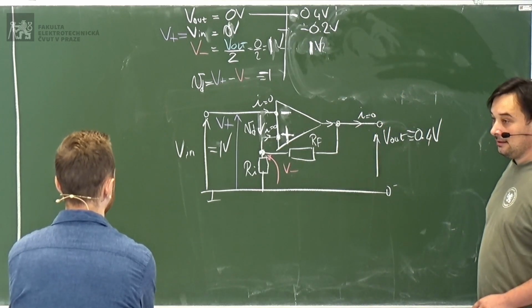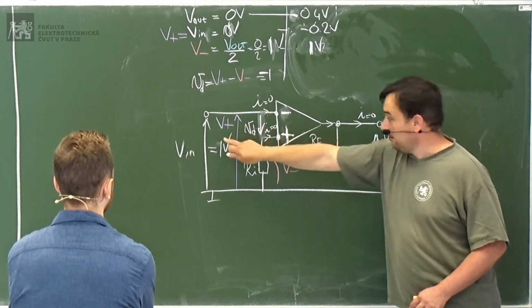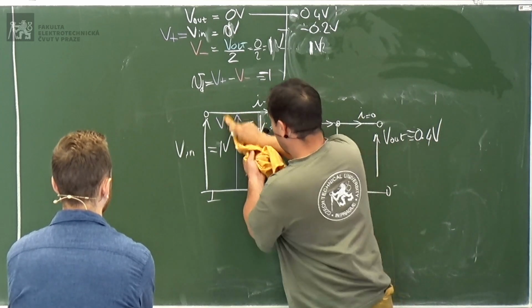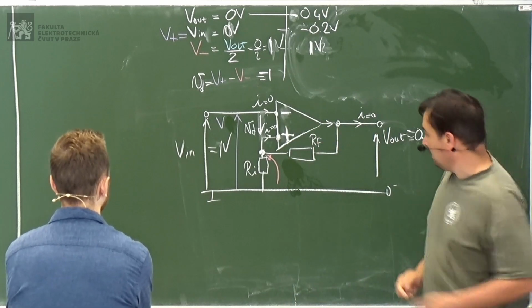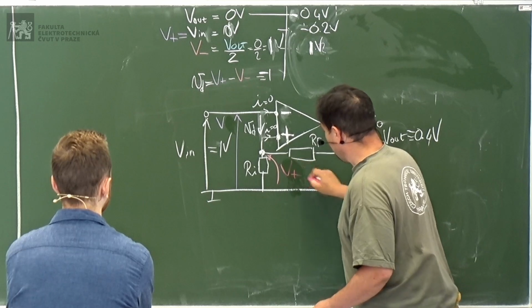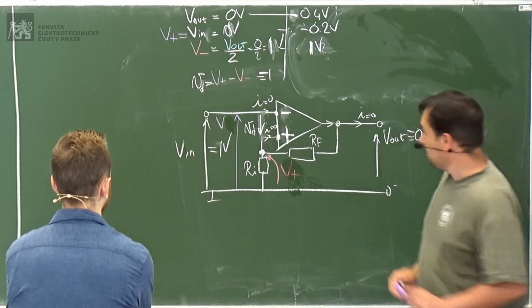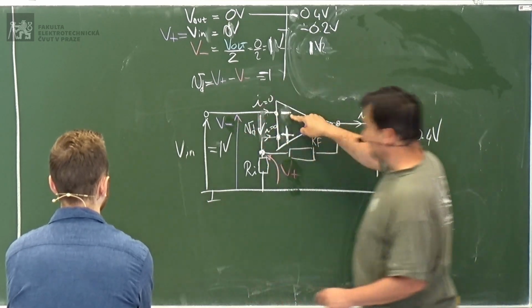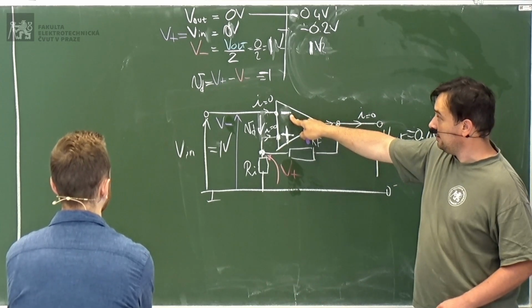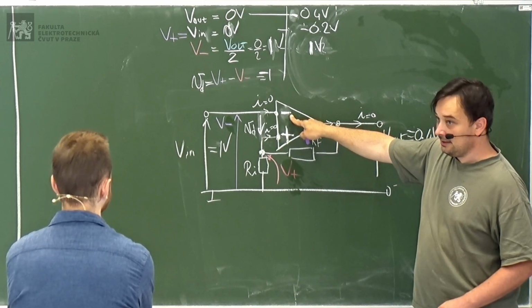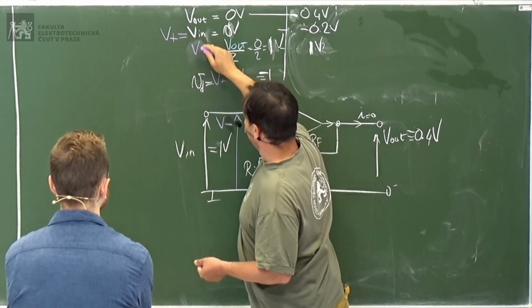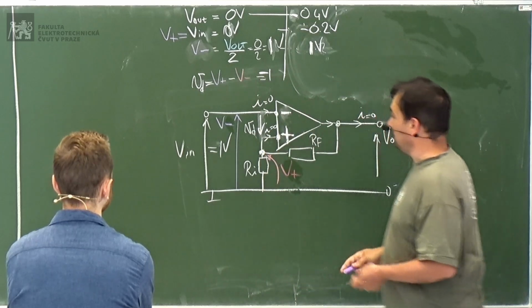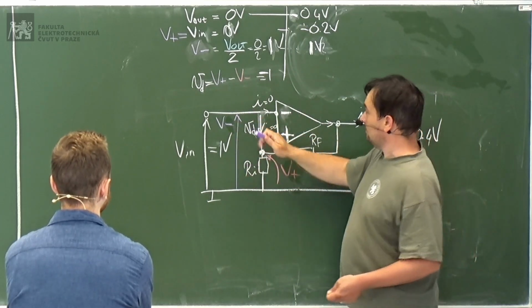So now the input voltage, I should probably flip this terminology. This is V plus, and this is V minus, because it's connected to the minus. So now I should probably also change the color here. This is the V minus.